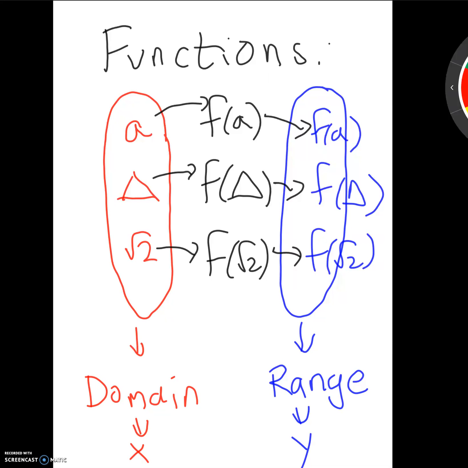So all of these values over here in red, the domain, are all the numbers, all the values, all the things we're feeding into the machine. All the things that come out of the machine, everything here in blue, are what we call the range, and those are the y values. So what does this have to do with ordered pairs? Because down here we're saying, okay, all of these values for x are the domain, all these values for y are the range. So if you look above, let me start a new sheet over here.